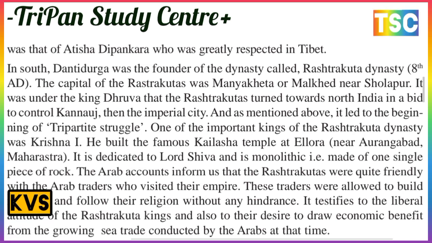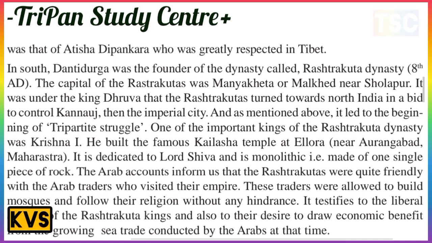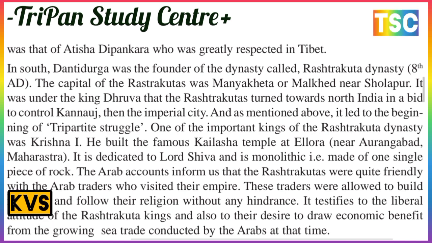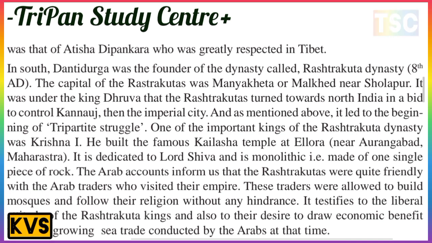In the south, Dantidurga was the founder of the dynasty called the Rashtrakutas in the 8th century AD. The capital of the Rashtrakutas was Manyakheta, the modern Malkhed near Solapur. Dhruva was the king, and the Rashtrakutas turned towards North India to gain control of Kannauj, which led to the beginning of the tripartite struggle.